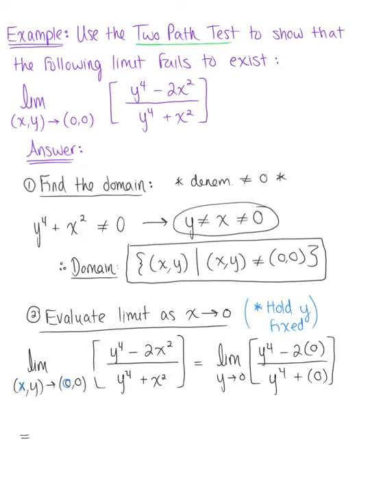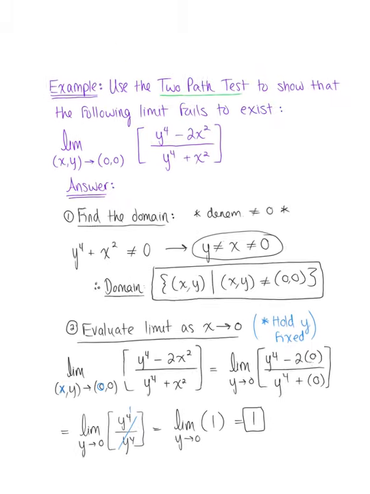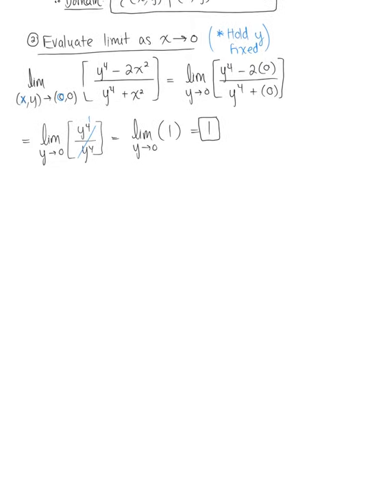We simplify this to the limit as y approaches 0 of y to the fourth divided by y to the fourth, which of course becomes 1. So you have the limit as y approaches 0 of 1, which is just 1. So our limit as x approaches 0 is equal to 1. Now we want to do the same thing for y. Step 3 is to evaluate the limit as y approaches 0.